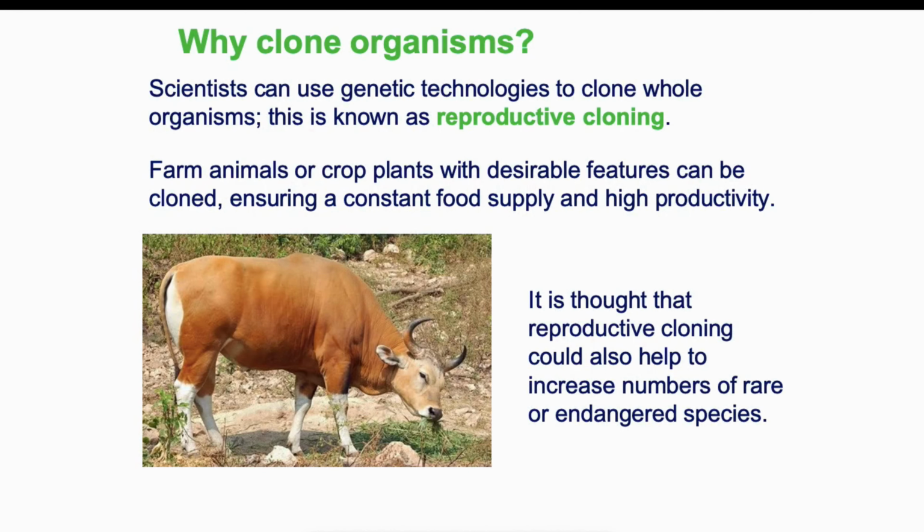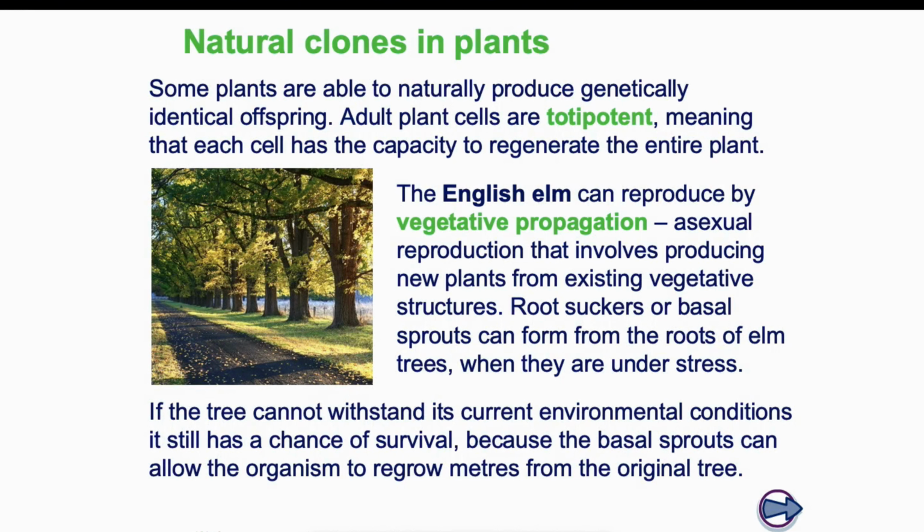Now, why clone organisms? Scientists can use genetic technologies to clone the whole organism. This is known as reproductive cloning. Farm animals, crops, and plants with desirable features can be cloned, ensuring a constant food supply and high productivity. It is also said that reproductive cloning could help to increase the number of rare or endangered species.